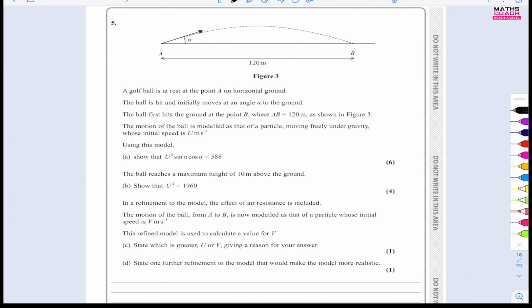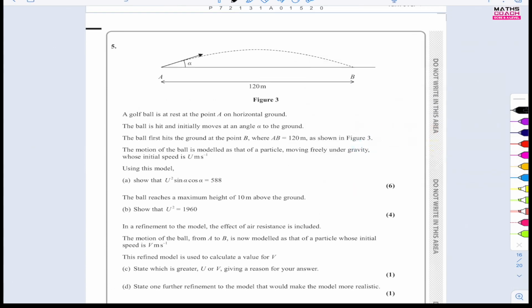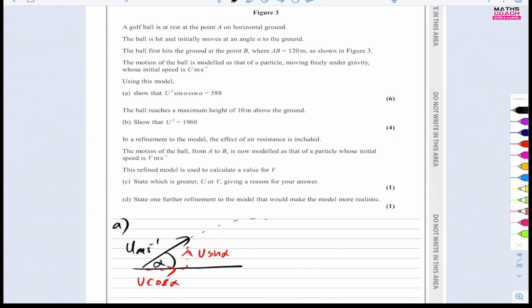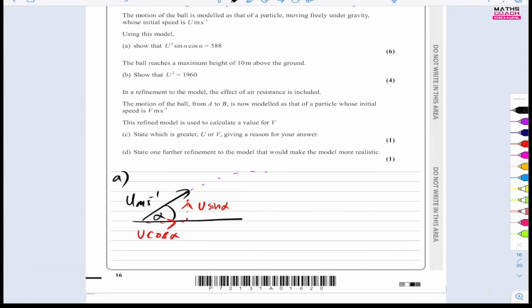All right, now what I'm going to do is draw my own diagram down here to show this. So we're going to have u going like that, at an angle of alpha, so that's u meters per second. If we draw some components real quick, this way and that way, this is going to be u sine alpha, and this is going to be u cos alpha. We know that this ball will travel like that and do the rest of the journey. So if I want to show that u squared sine alpha cos alpha is equal to 588, what do I do?